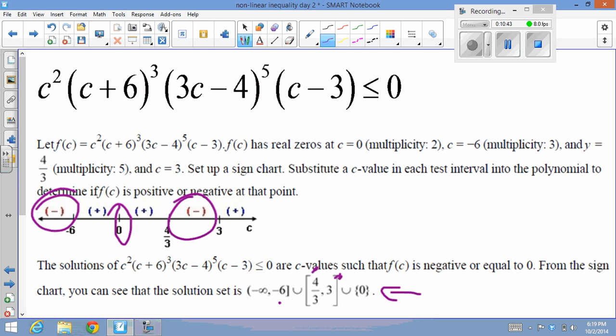So that tells me it will be negative in between negative infinity and -6. And again, since it's less than or equal to, I have a bracket. And then between 4/3 and 3. And again, it includes both of those. And then the last one is just the 0.